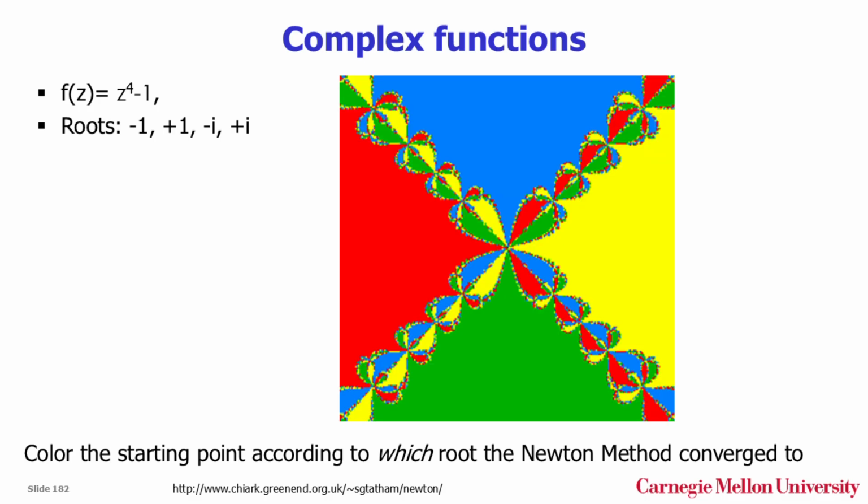To visualize what happens when we apply Newton's method, we color each starting point according to which root the method converges to. Here are the results. We use 4 different colors: yellow for convergence to 1, red for convergence to -1, blue for convergence to i, and green for convergence to -i. You can clearly see that the boundaries between these regions are highly intricate and form a fractal structure.